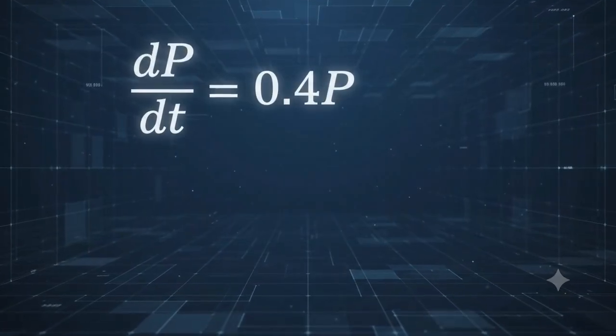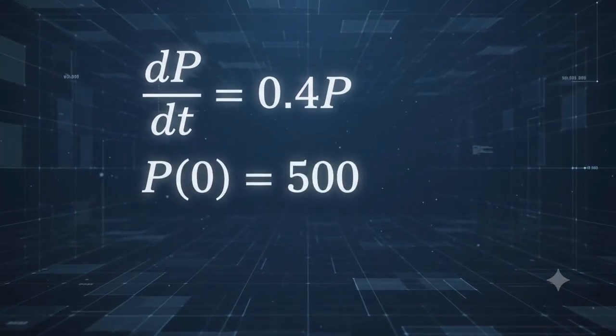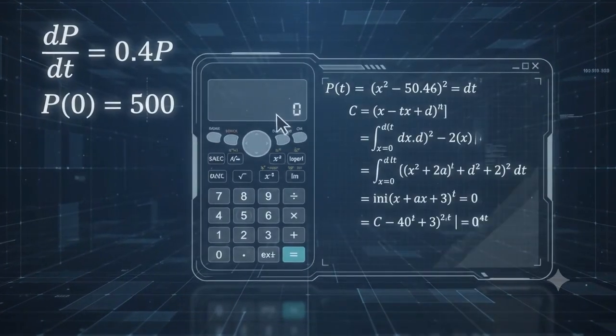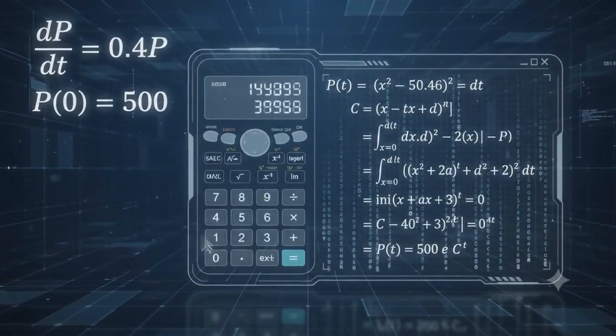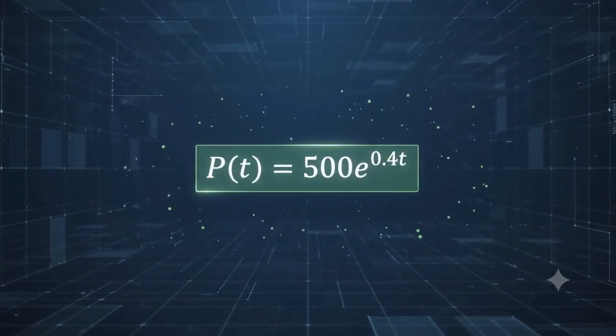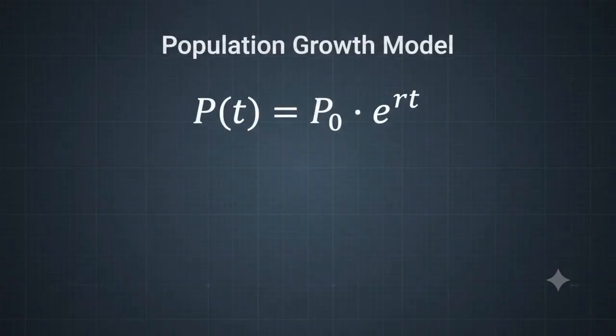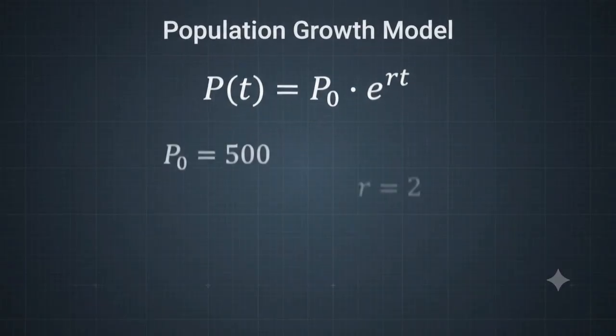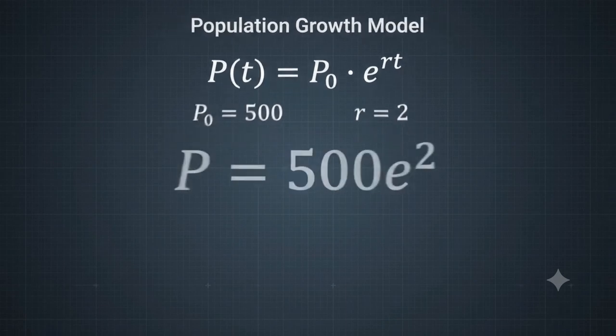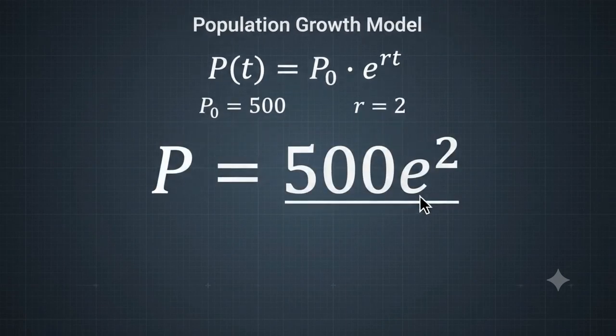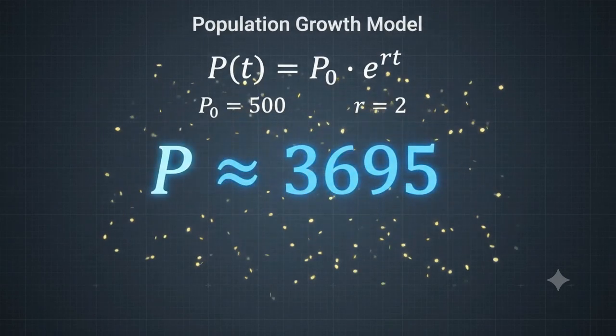Let's solve this differential equation. We are given an initial value where p of 0 equals 500. Applying the initial condition, we find our constant. This gives us our particular solution. Let's apply our population growth model. We will substitute the given values into our formula. This gives us 500 times e to the power of 2.